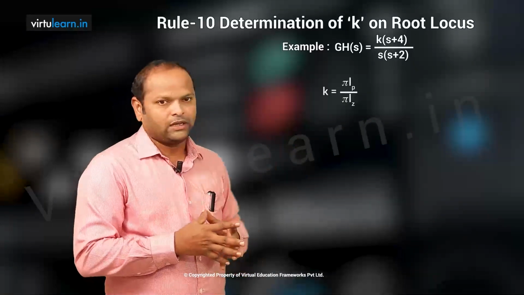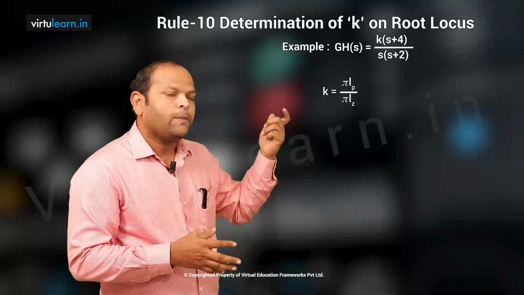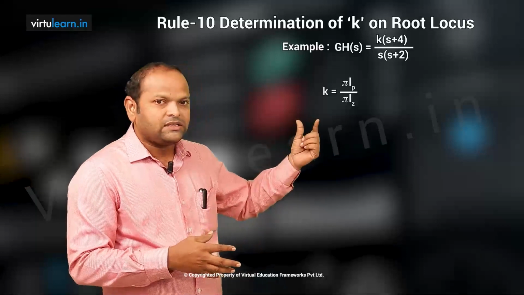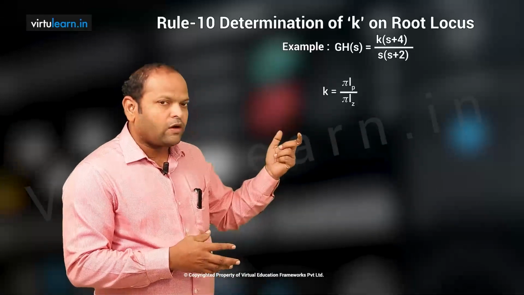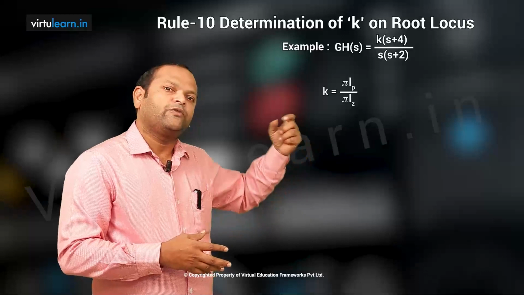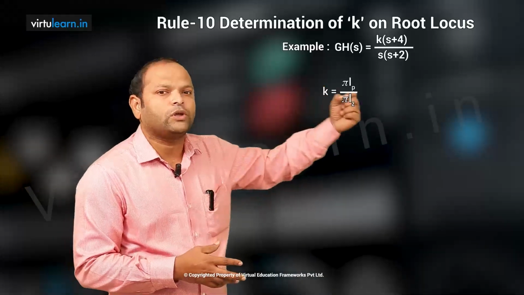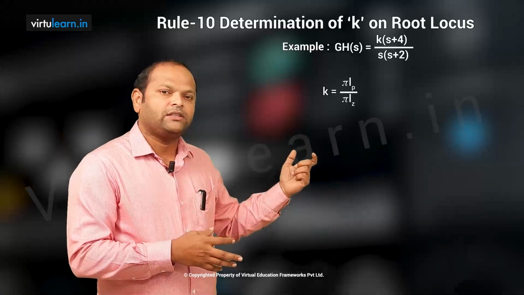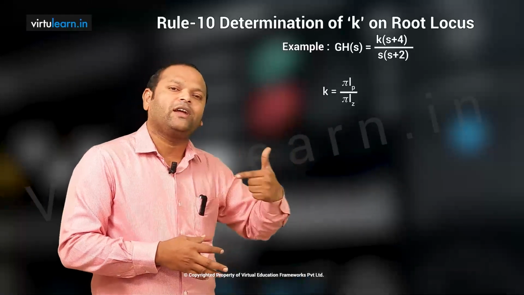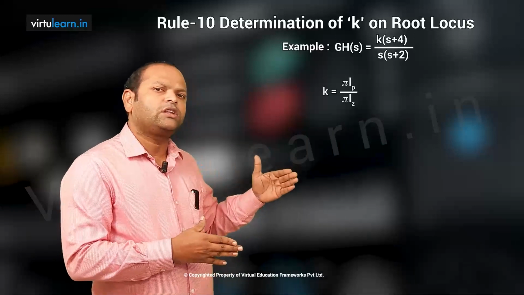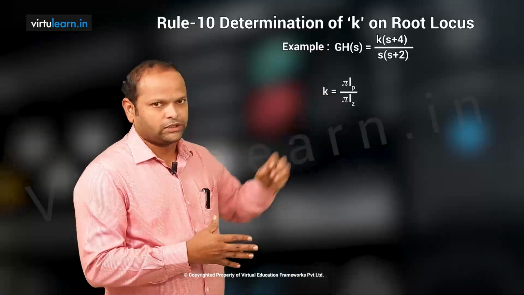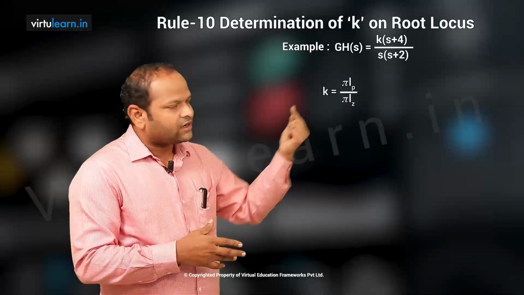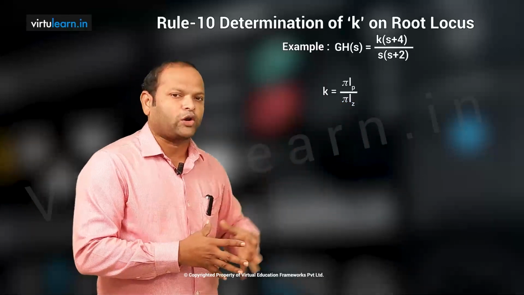Then what is the formula? The formula is k is equal to pi LP divided by pi LZ. What does pi mean? It is a product. So the product of all the vector lengths from all the poles to the point, divided by the product of all vector lengths from all the zeros of G(s)H(s) to the point, because the point I am giving, you draw all the vectors from the zeros to the point, and you get the product of them.